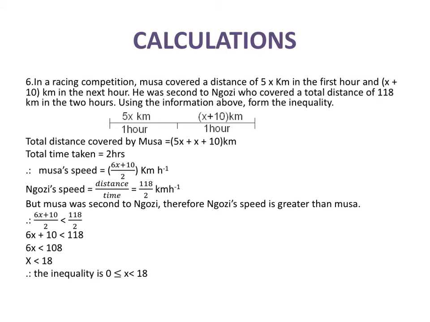Clearing the fraction now, 6x plus 10 is less than 118. 6x is less than 108. x is less than 18. Therefore, the inequality is x is greater or equal to 0 and x is less than 18.